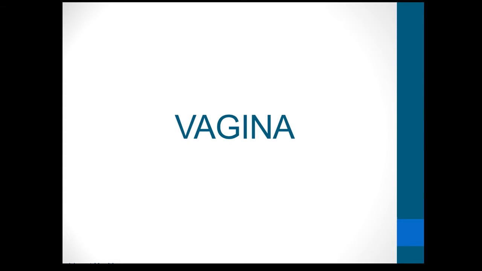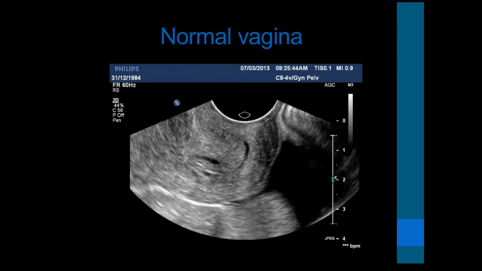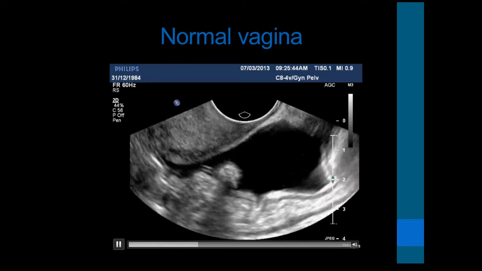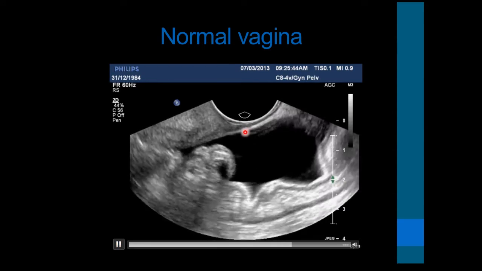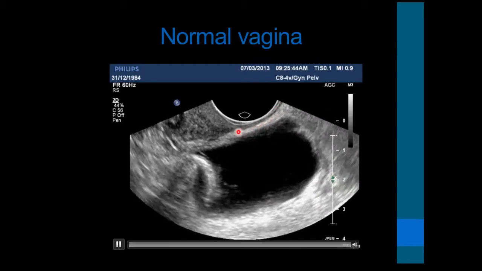So the first thing you see when you put the probe in the posterior fornix is the vagina. The vagina is just stretched over the vaginal ultrasound probe as soon as you put the probe in the posterior fornix. So here we're going to put the probe in the posterior fornix, and you see that the vagina here gets stretched over the probe. And so the vaginal wall here is thin.